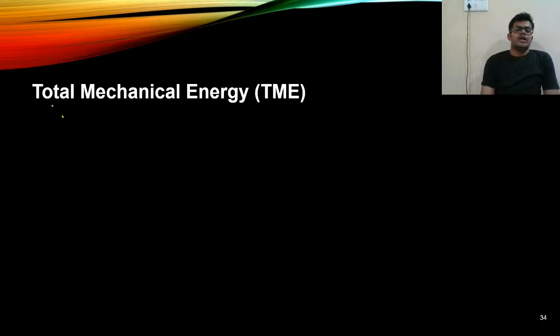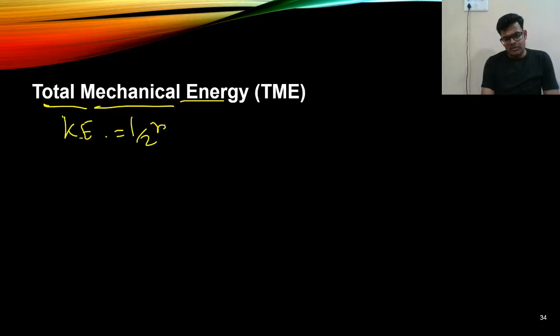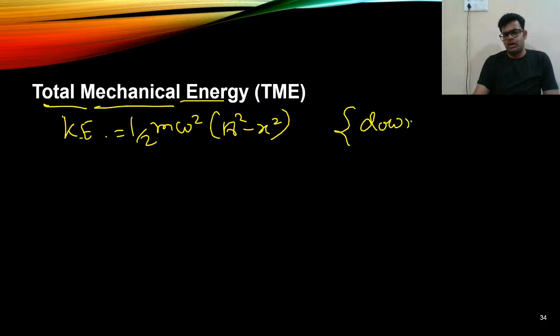What is total mechanical energy? I will write all the formulas. At first, kinetic energy, that is half m omega square into a square minus x square. What is this equation? This equation is a downward parabola.